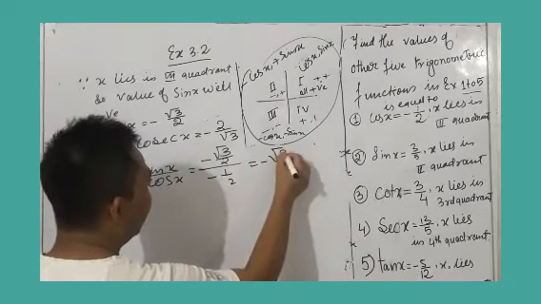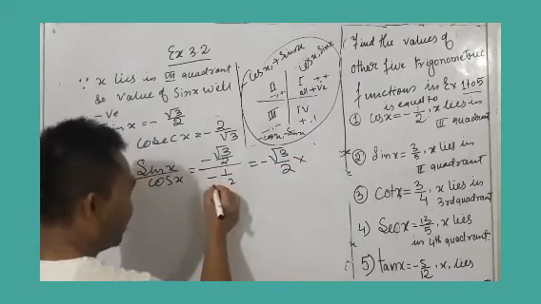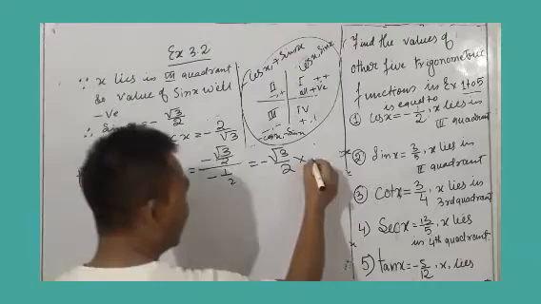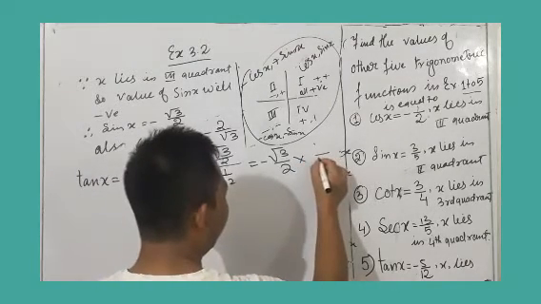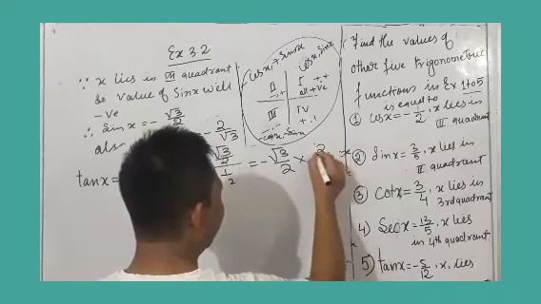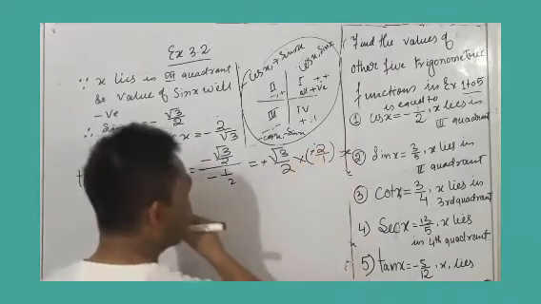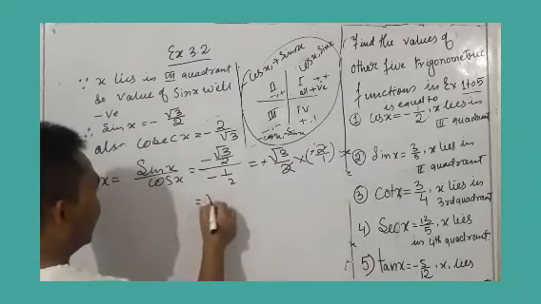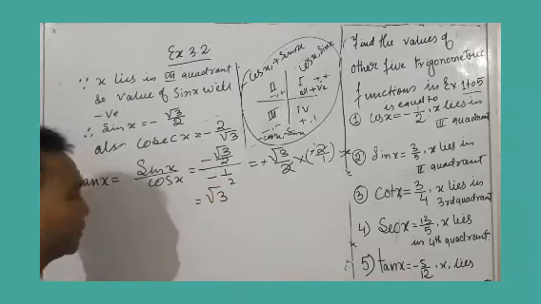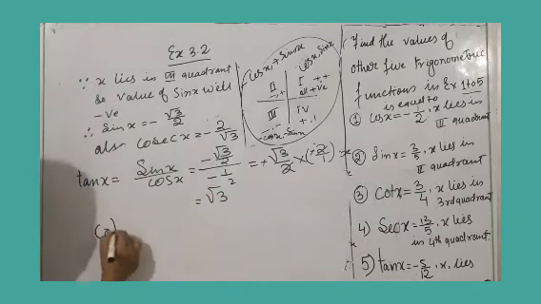Minus under root of 3 upon 2 into, so this fraction will be reversed. That means it will be 2 upon 1. So minus, it will be minus, so minus cancels. Correct? Then 2 and 2 cancel. Then tan x equals under root of 3. Correct? So simple.